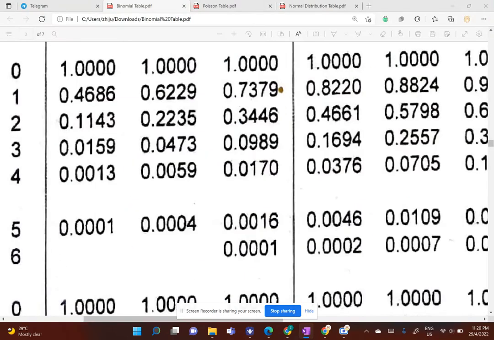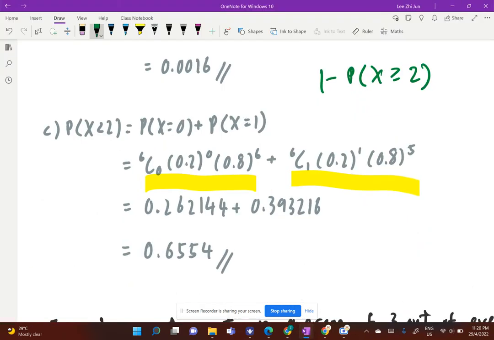So as you can see, 0.3446. So take out the calculator. 1 minus 0.3446. Yeah, so I will get 0.6554.